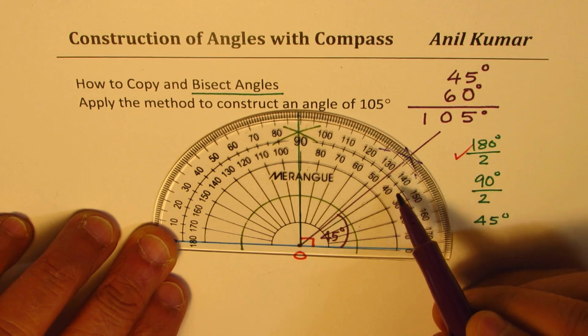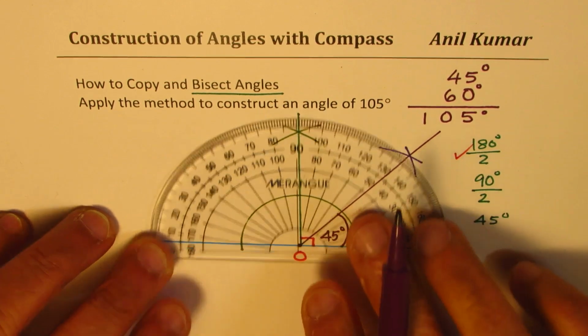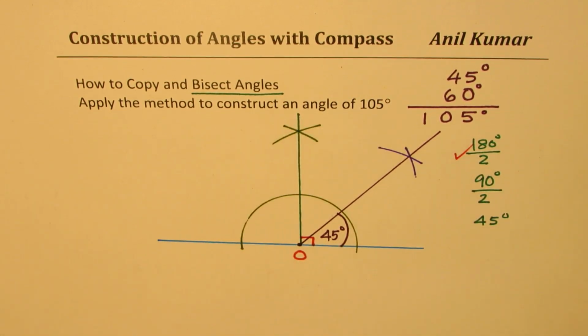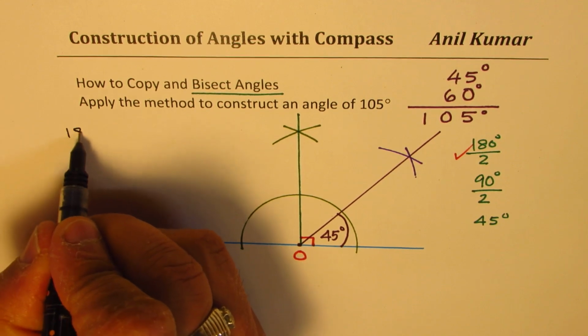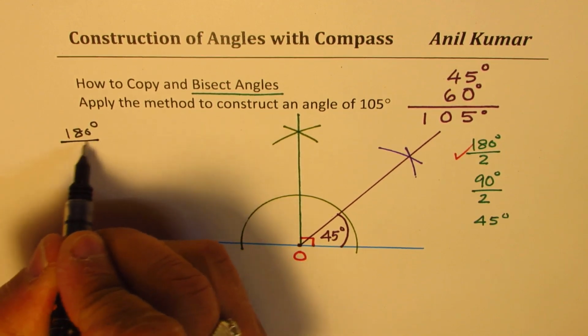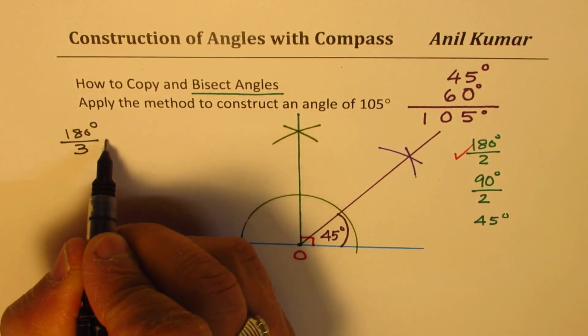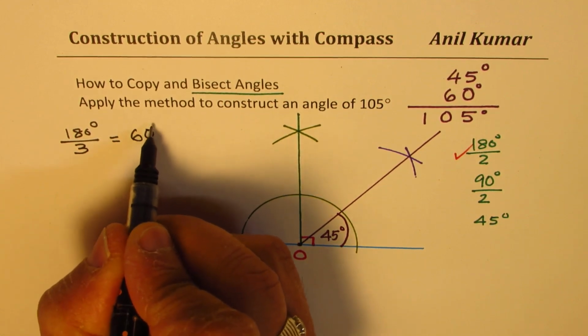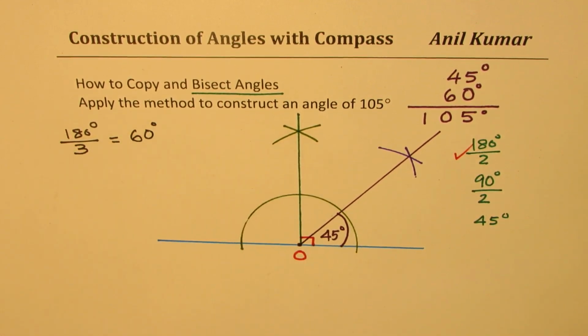Slightly, which is very minor, but you can see it is 45 degrees. Perfect. We got 45. How do I get 60 now? Well, 60 degrees is what? Let's try to understand what is 60 degrees. From the straight line, which is 180 degrees, if I divide by 3, right, trisect, then I get 60 degrees, right? So let us see how to divide that angle into 3.